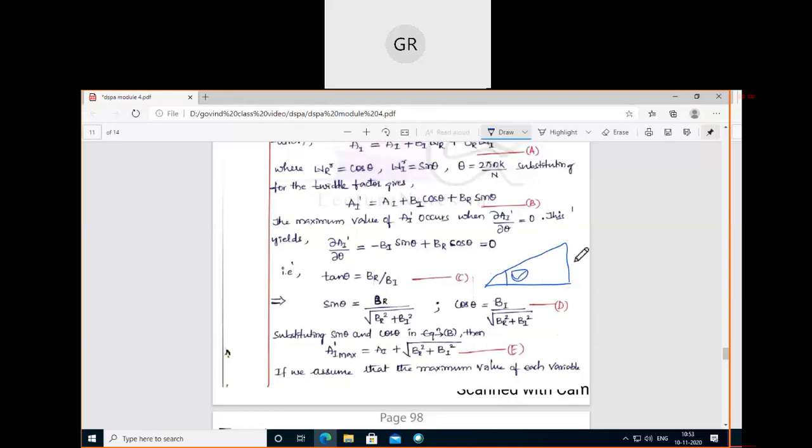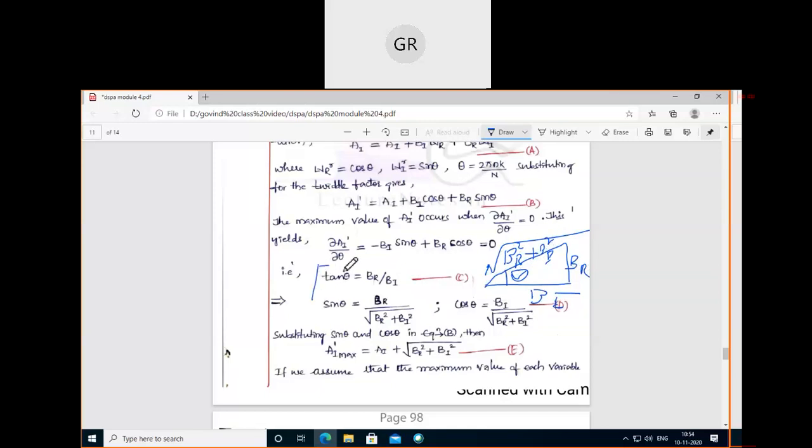See here, this is theta. This one is BR, this one is BI, and this one is square root of BR square plus BI square. Just remember it. This one is opposite, this one is BI, which is adjacent, and the hypotenuse is square root of BR square plus BI square.